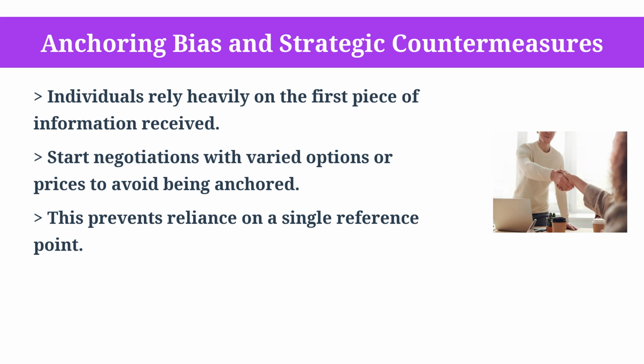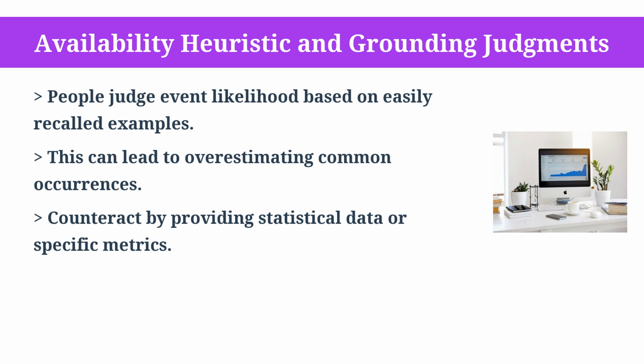figure. Another important bias is the availability heuristic, where people judge the likelihood of events based on how easily examples come to mind. This can lead to overestimating common occurrences and underestimating rare ones. For instance, if someone has recently heard about a car accident, they might believe driving is more dangerous than it actually is. To tackle this bias, we could provide statistical data or use specific metrics to ground our judgments in reality rather than relying solely on anecdotal evidence.